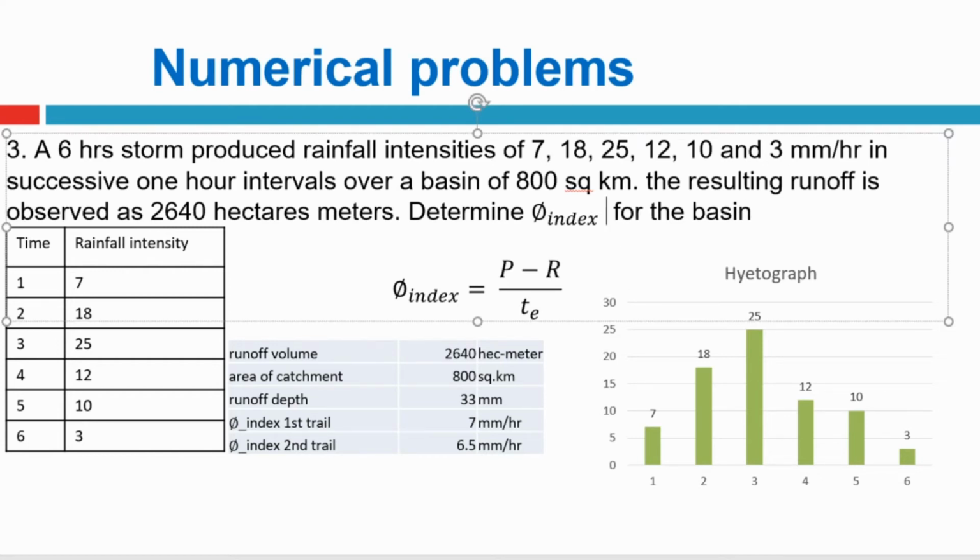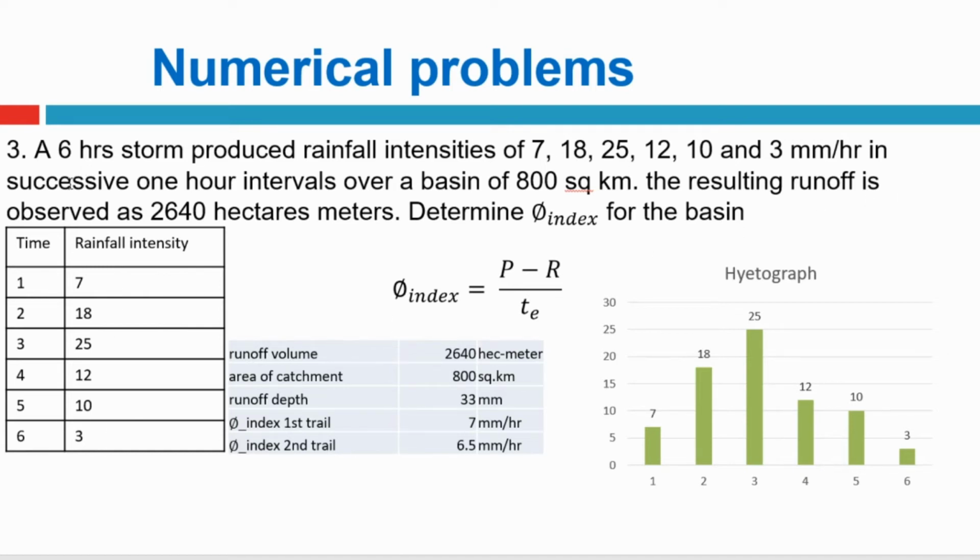Now you can see the data that is given to you. Actually this much was your question; I have just written it in table format. What is the total duration? Total duration is 6 hours, so 6 hours of rainfall. Then at every hour, intensities are given: first hour intensity is 7, second 18, 25, like that. 6 intensities are there for 6 hours.